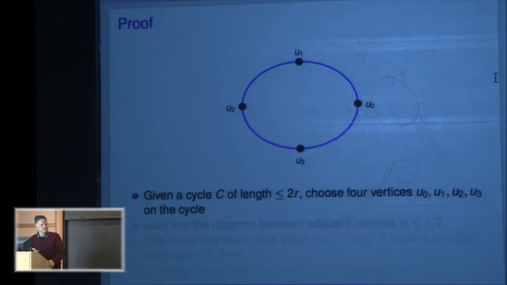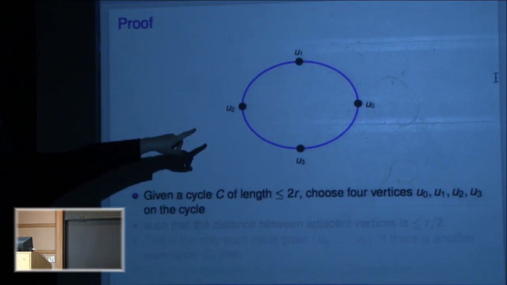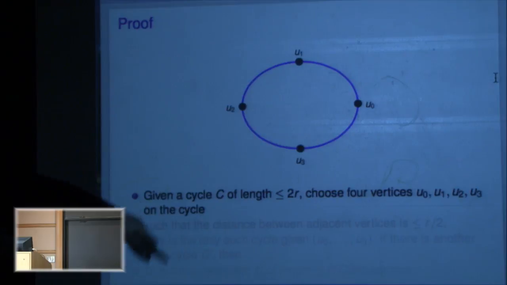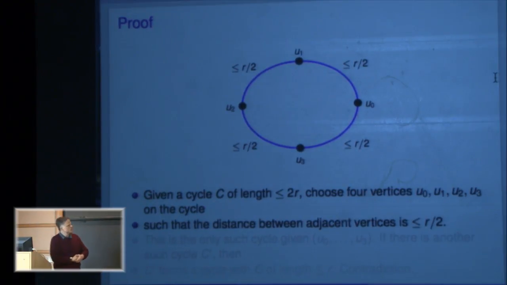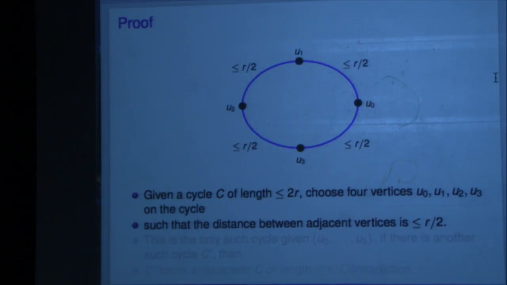This is based on an earlier result of Teo and Co, who showed that the number of minimum weight cycles in a graph is at most m squared. So suppose G has no cycles of length up to R, and R is even. Consider any cycle of length up to 2R. Because of its length, we can choose 4 vertices around the cycle in cyclic order, counterclockwise: U0, U1, U2, and U3, spaced evenly enough apart so that the distance between adjacent vertices along the cycle is at most R over 2.